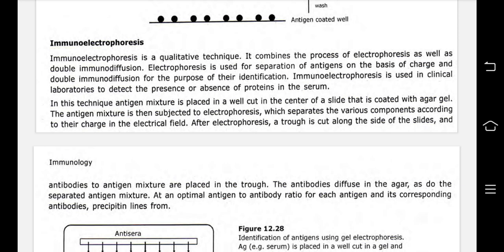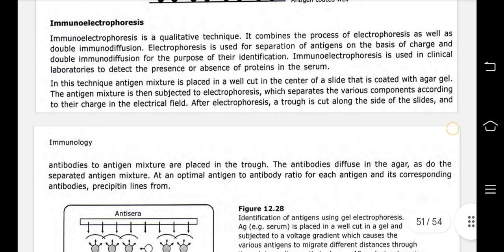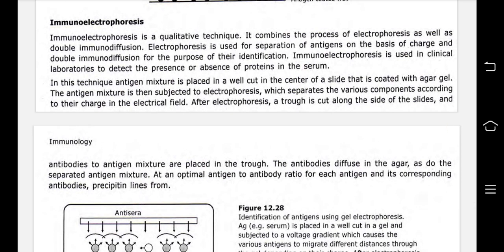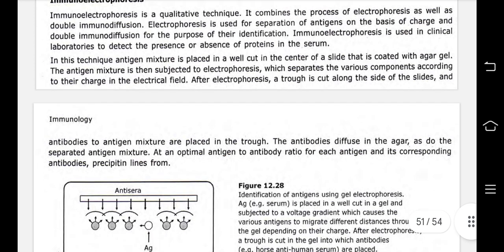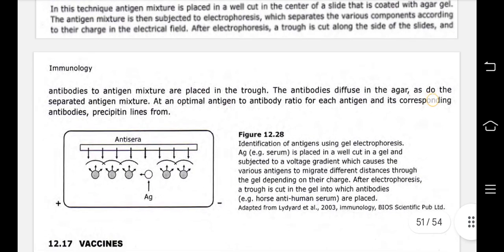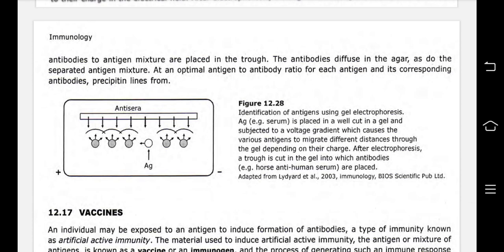Immunoelectrophoresis is used in clinical laboratories to detect the presence or absence of proteins in the serum. In this technique, an antigen mixture is placed in a well in the center of a slide that is coated with agar gel. The antigen mixture is then subjected to electrophoresis, which separates the various components according to their charge in the electrical field. After electrophoresis, a trough is cut along the side of the slide, and antibodies to the antigen are placed in the trough.